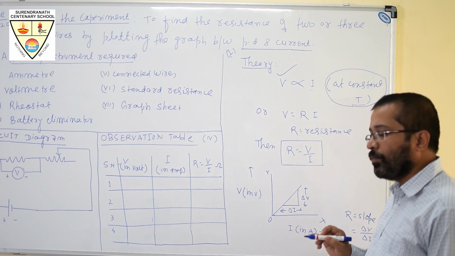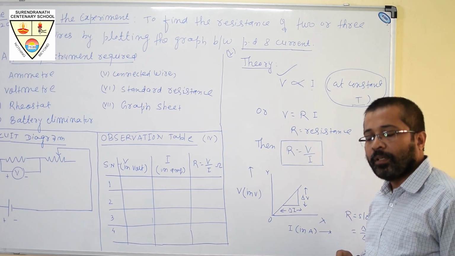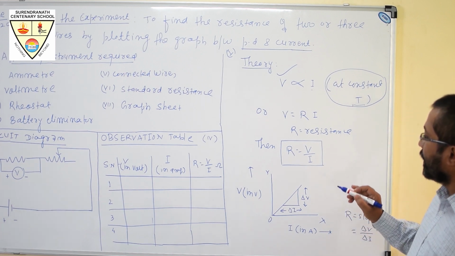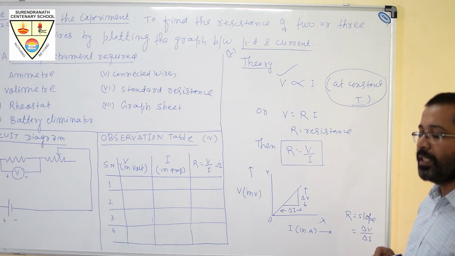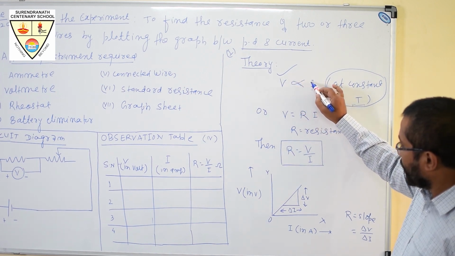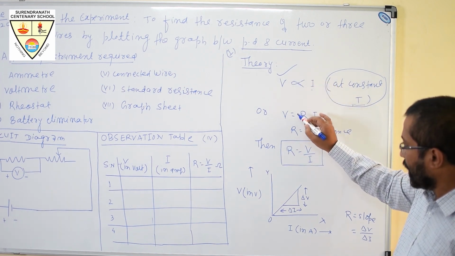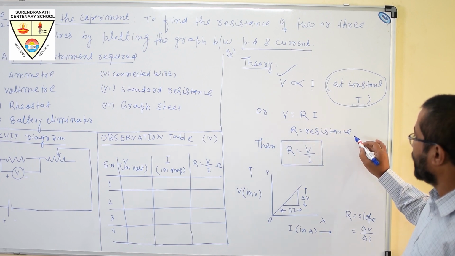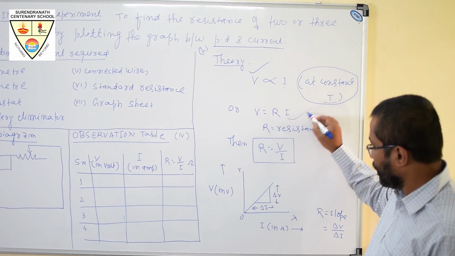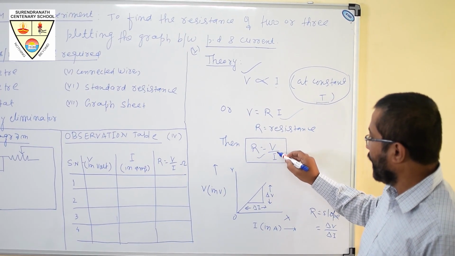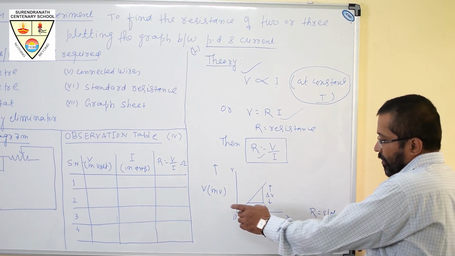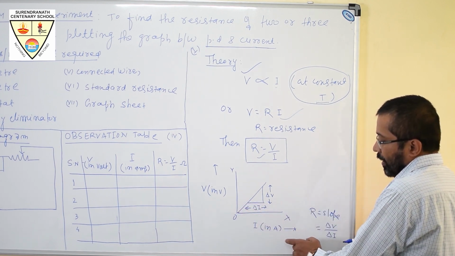We must keep the temperature constant, because if you cannot keep temperature constant, the resistance will change. So when we remove the proportionality sign, we introduce a constant R, which is known as resistance. And from this expression, you find R, which is V upon I. Now, the graph between V and I.